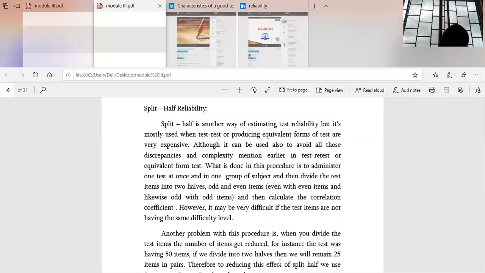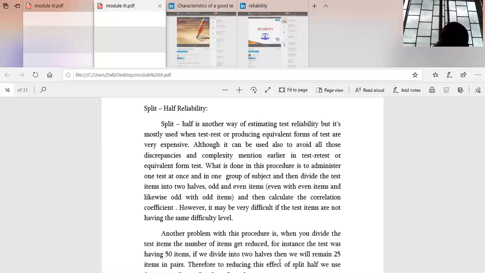Let's take an example. This is an exam. First of all, you take the results of the students and divide them in half. Then you check the odd questions and even questions. Question number one, question number two: you know what is odd and what is even. An even number can be divided by two, while an odd number cannot. So after having the results, you check the performance in the odd questions: number 1, 3, 5, 7, 9, 11, and then the even ones: 2, 4, 6, 8, 10, 12, and so forth until you finish the paper.